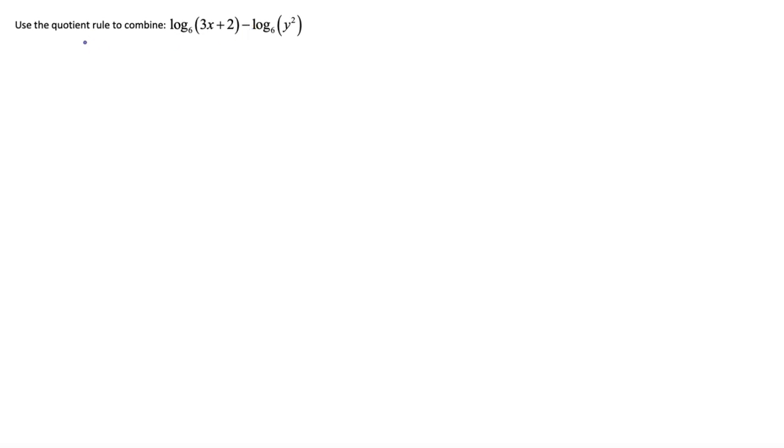So what does the quotient rule say? The quotient rule says that if we have two logs with the same base, and I'm going to put just a b there to represent a general format, so we have log base b of m minus log base b of n. So there are two logs with the same base, different arguments, but now we are subtracting them, right?